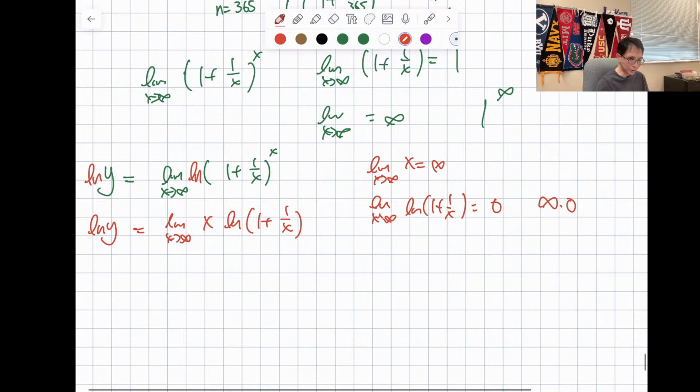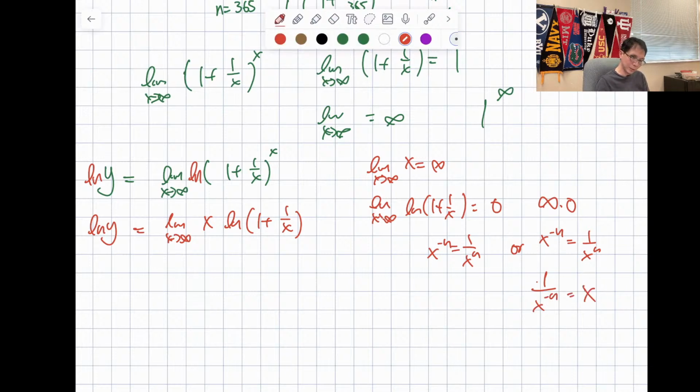Algebra 2 tells you this: x to the negative n equals 1 over x to the n. So, wait, are they the same? Oh, okay, 1 over x to the negative n equals x to the n. I'm hallucinating, so don't worry about this one. Sorry about that. That's not the same, right? Yeah, that's not the same.